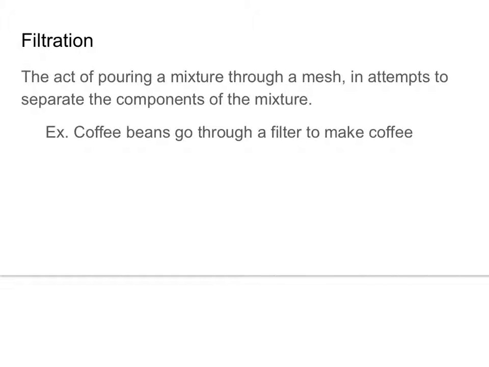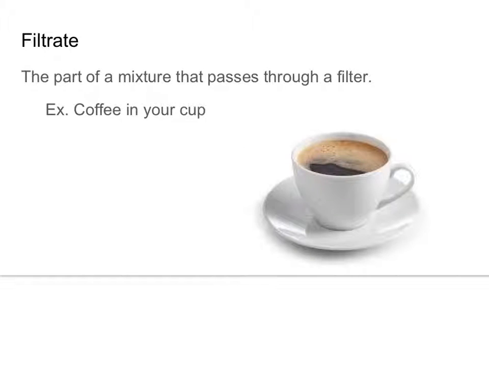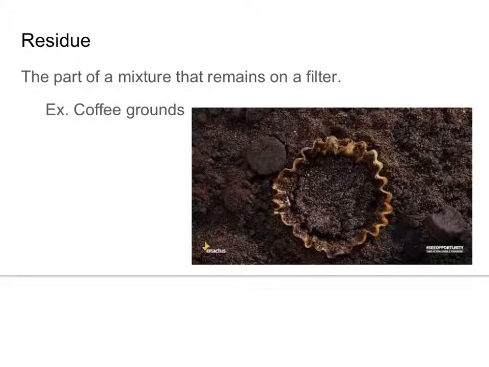And we have 2 separate parts for this. The first part is the filtrate. The filtrate is the actual coffee in your cup. So the filtrate is the part that actually comes through the filter and passes through. Depending on what you want, you might collect it or you might just let it run off.